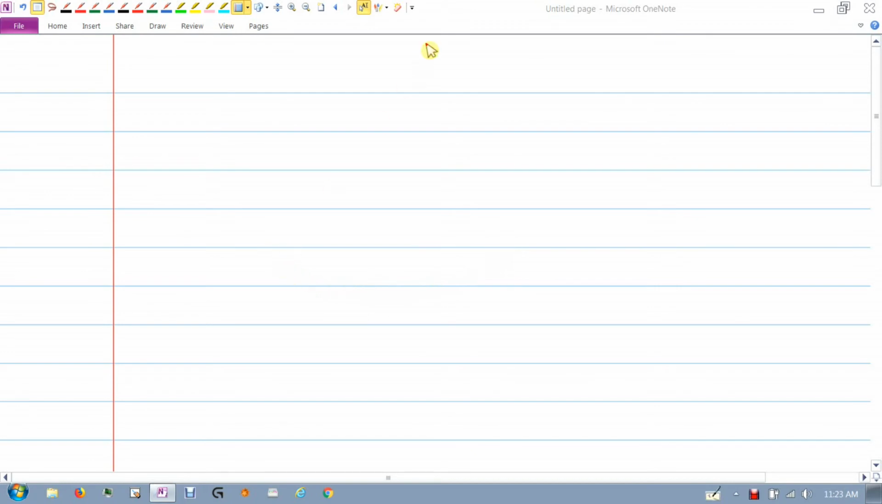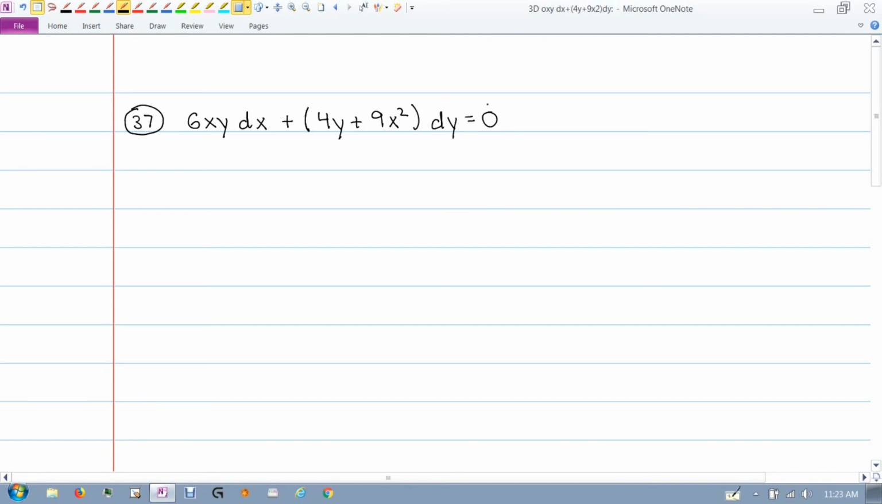Okay, we're going to, again, switch gears. We're going to do number 37. And for this one, we've got 6xy dx plus 4y plus 9x squared dy equals 0. And then they give us this function here of x and y, which is just y squared.